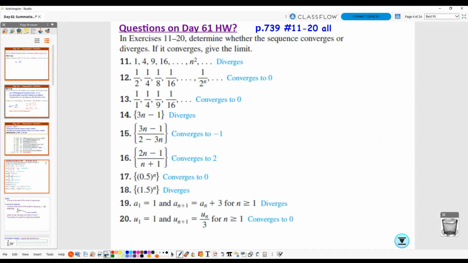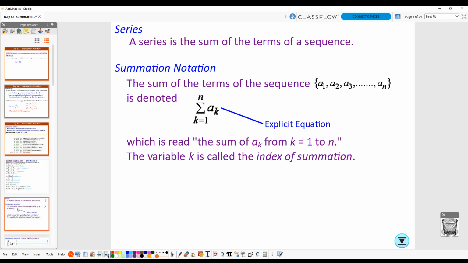Here are the answers to the homework. Check your work. Pause if you need. Summation notation. A series is a sequence with all the things added together. So if my sequence is 1, 3, 5, 7, the series is 1 plus 3 plus 5 plus 7.